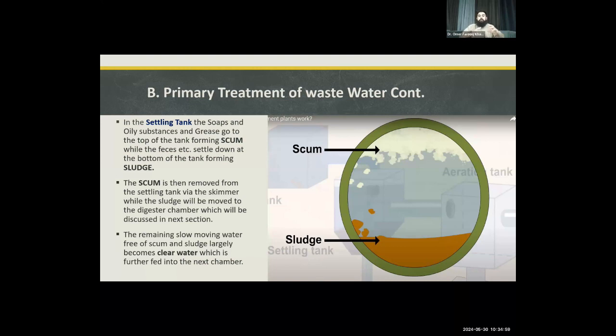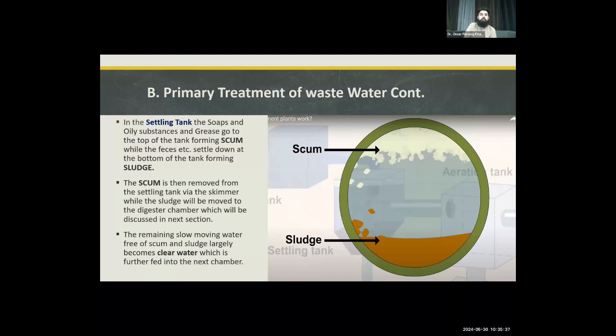So basically, what happens in the settling tank is that there are two kinds of waste materials that are settling in the settling tank. One is the soaps, oily substances, and greases. They tend to go up because they are lighter than the water, they are less dense than the water. So they tend to go above the surface of the water and form the scum. While the heavier objects such as human feces or animal excreta settle down at the bottom of the tank, forming sludge.